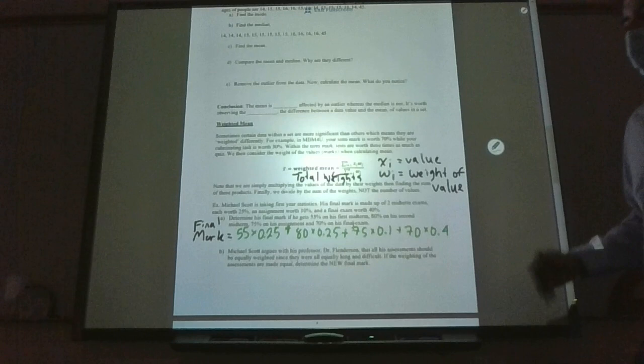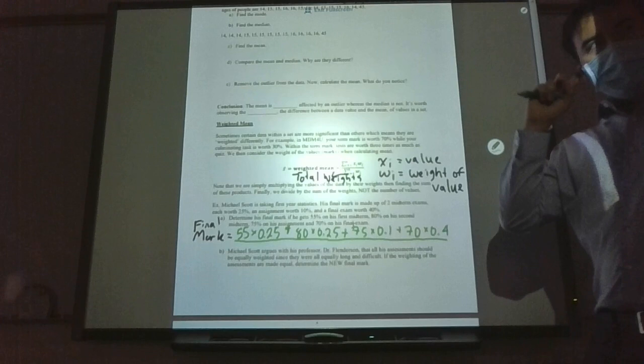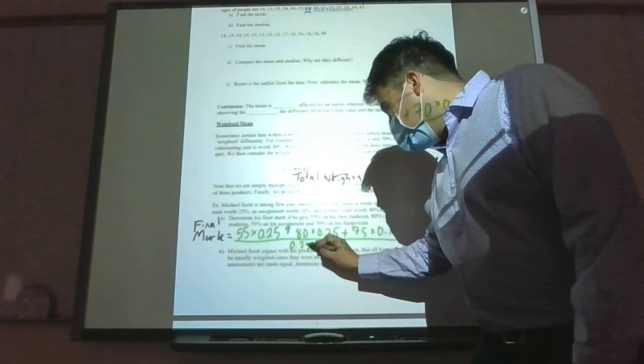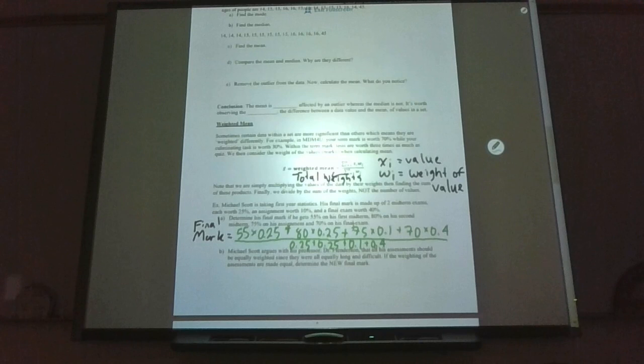And then all I'm doing at the very end is dividing by the total amount of the weights. So I'm going to add up all the different weights: 0.25 plus 0.25 plus 0.1 plus 0.4. Without doing a lot of math, I'm hoping everyone can see that the denominator will have to be 1, because you're adding up all your marks. If you add up all the weights, you should just get 1. It should amount to 100%.